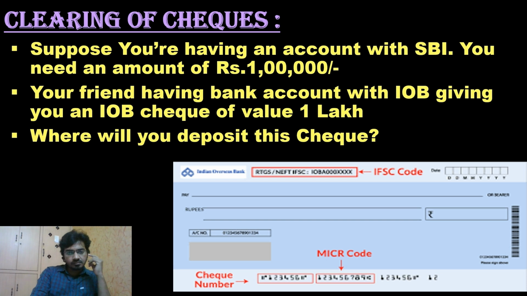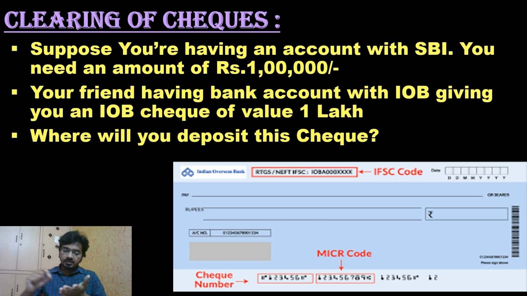Okay, and next one is clearing of checks. Suppose you are having an account with the SBI. Suddenly, due to some emergency, you need 1 lakh rupees in your account. So your friend is helping you. Your friend is having an account with IOB bank. Okay, he is having a check leaf.